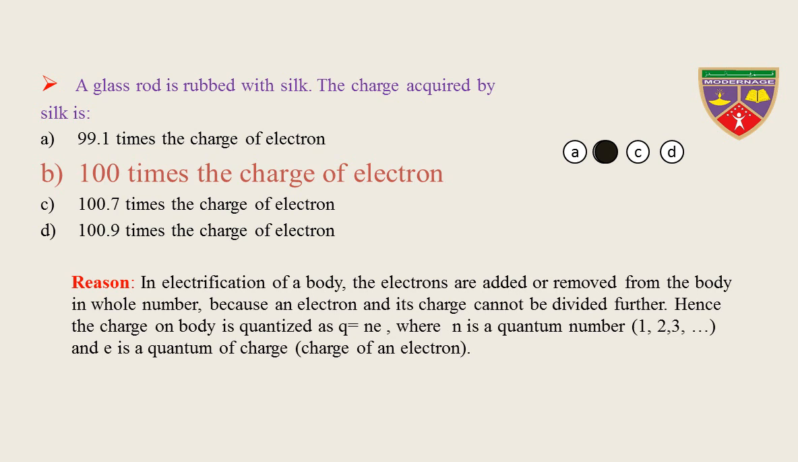Reason: in electrification of a body, the electrons are added or removed from the body in whole number, because an electron and its charge cannot be divided further. Hence, the charge on a body is quantized as Q is equal to NE, where N is the quantum number 1, 2, 3, 4, 5 and so on, and E is a quantum of charge which is equal to the charge of an electron. Hence, the charge on silk is 100 times the charge of electron.